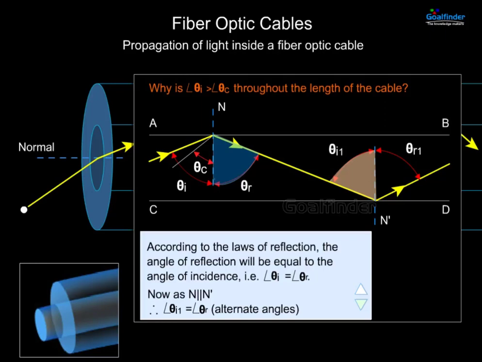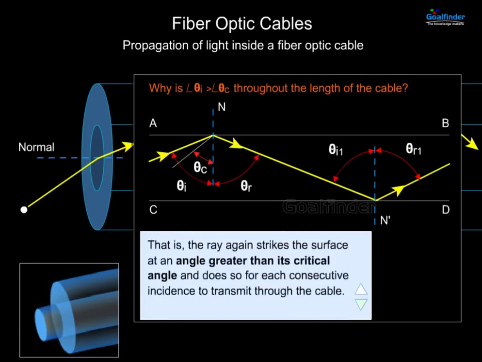Now, as N is parallel to N dash, angle theta I1 is equal to angle theta R, which are alternate angles. That is, the ray again strikes the surface at an angle greater than its critical angle and does so for each consecutive incidence to transmit through the cable.